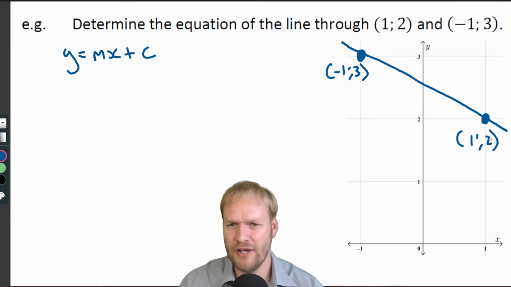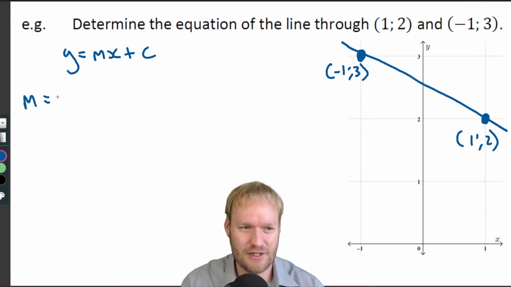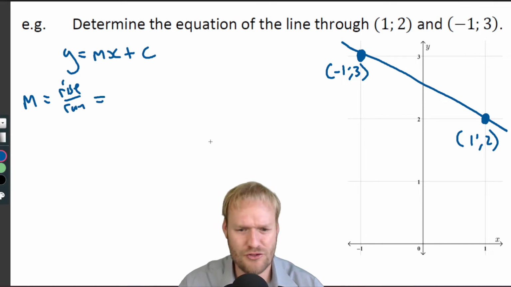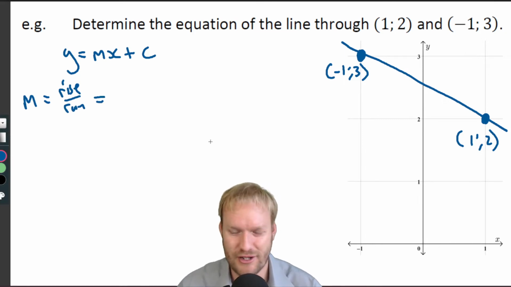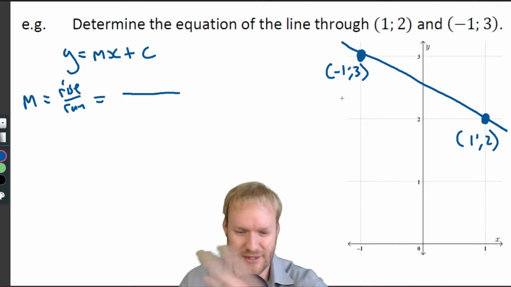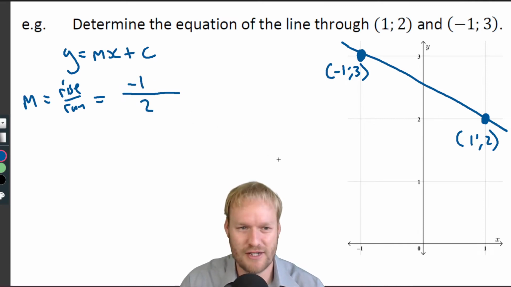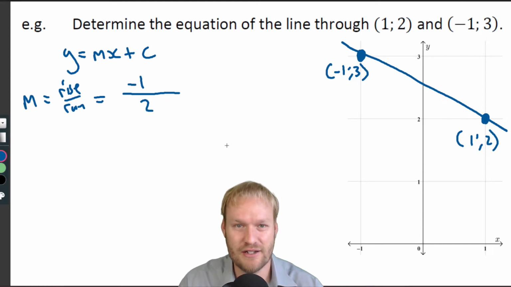So with that in mind, let's work out our gradient, and we did this in the previous video quite a bit. m is rise over run. Just a reminder to hit pause as and when you need to, or just let it run as you do the example. So let's go from left to right, I find that a bit easier. From -1 to 1, we've gone across by 2, and from 3 to 2, we've gone down by 1, so our gradient is -1/2.